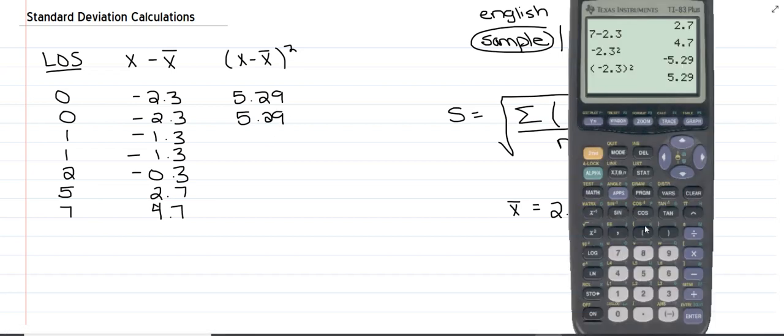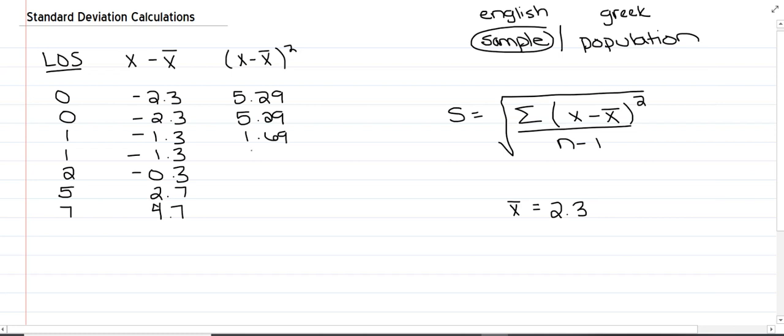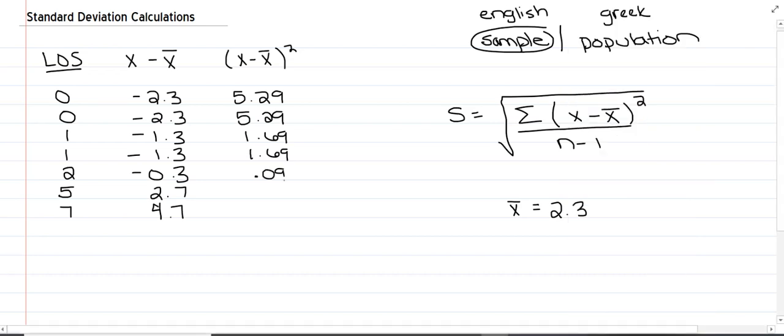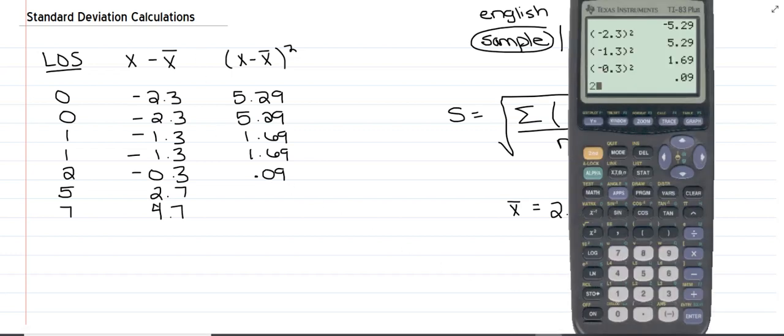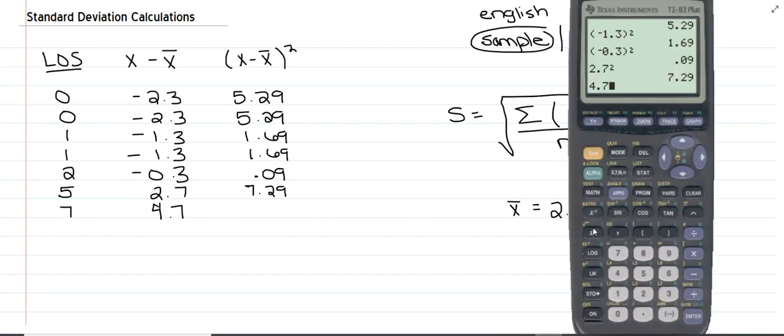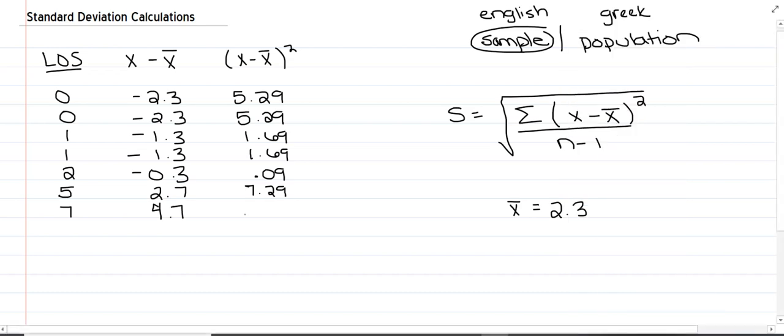Then negative 1.3 squared. So 1.69. Then negative 0.3 squared. So 0.09. 2.7 squared. 7.29. 4.7 squared. 22.09.